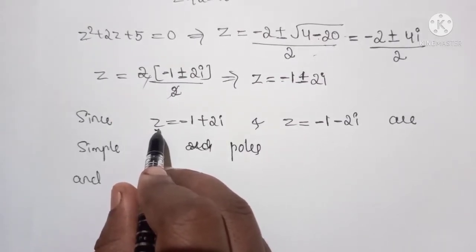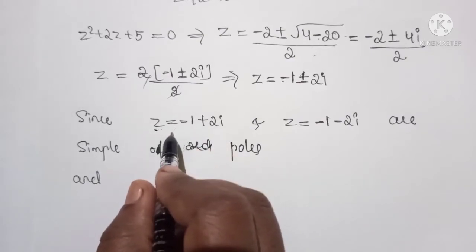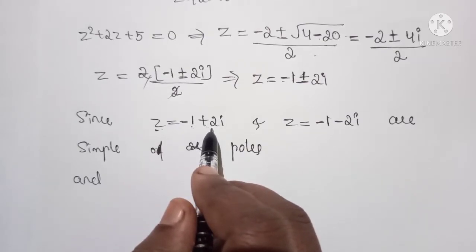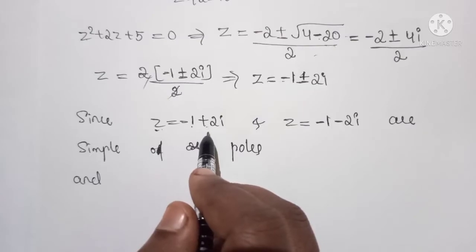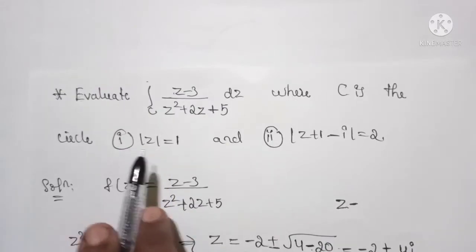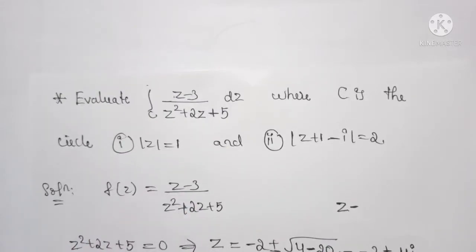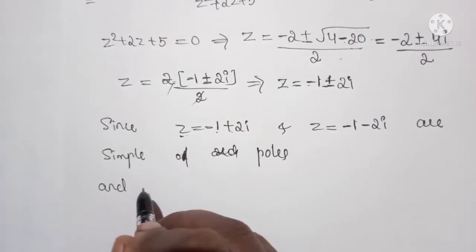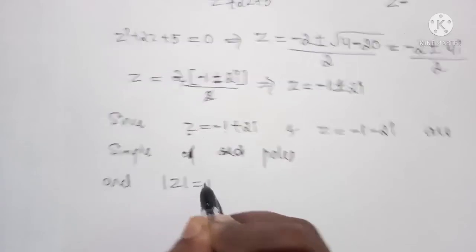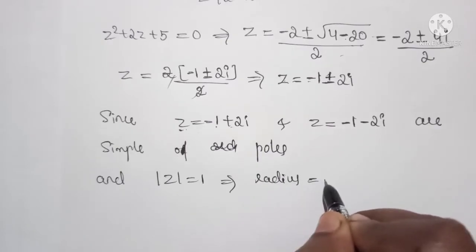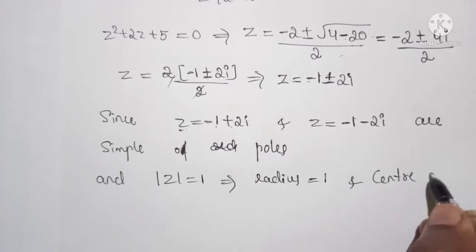Now if you take the modulus of the first root, you will get the square root of 1 squared plus 2 squared, which equals root 5. So it is greater than 1, because it is given that mod z equals 1. So it is a circle with radius equal to 1 and center at the origin.